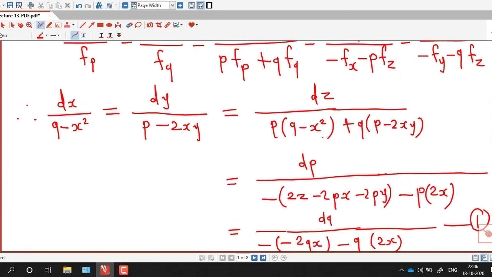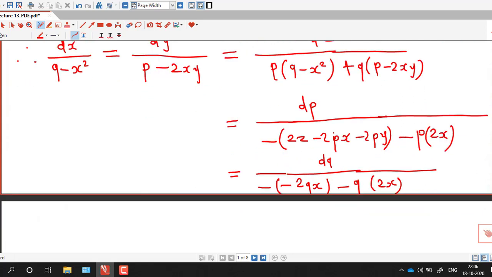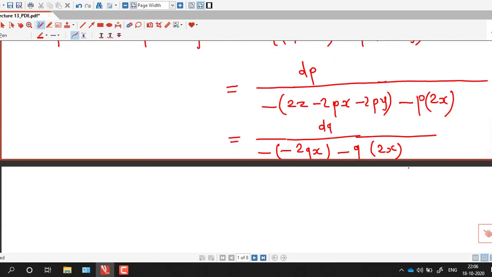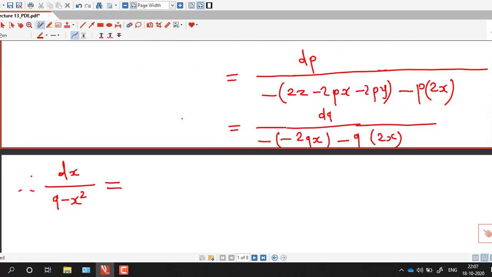Now we can simplify these equations so that we can combine appropriate fractions to solve for p and q. For now we are not giving this number 1. First we simplify and try to see which fractions we are able to compare. Therefore, dx divided by q minus x square equal to dy upon p minus 2xy.